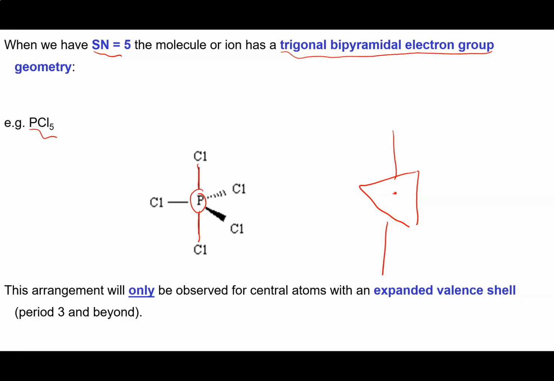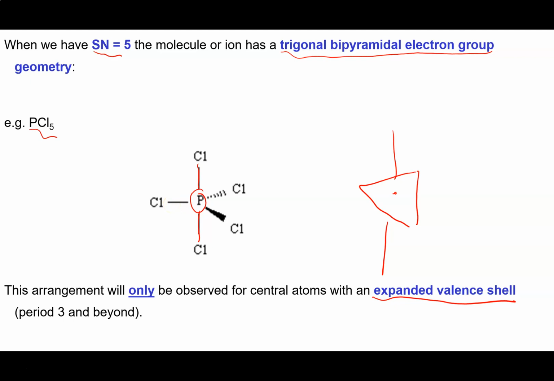Okay, so you're only ever going to see this when your central atom has an expanded valence shell, that is, it belongs to period 3 or beyond, because if you count up the electrons around that central atom, you've got 2, 4, 6, 8, 10.